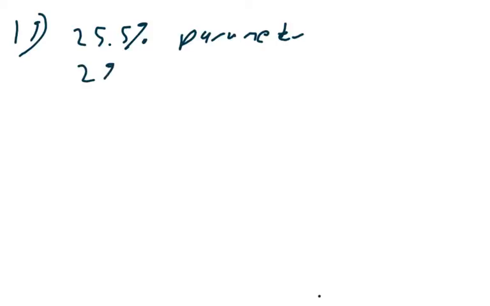For number 19, the 25.5% is the entire group, and that gives us the parameter. And the 29% is the statistic.